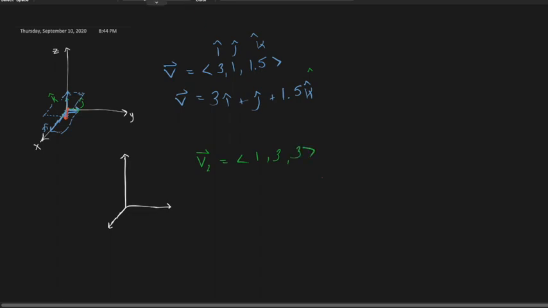And I forgot to label my axes. This will be the x, this will be the y, and this will be the z. So we're going to go 1 in the i hat direction, which is right here, 3 in the j hat direction, which is going to be pretty long, and then 3 in the k hat direction, which is right here. So we're going to draw this out.